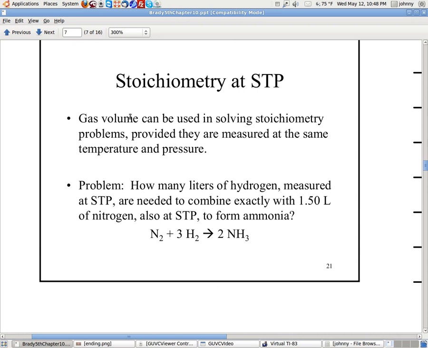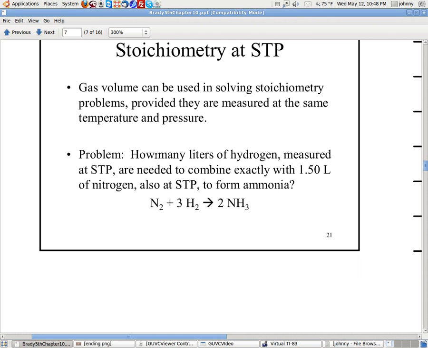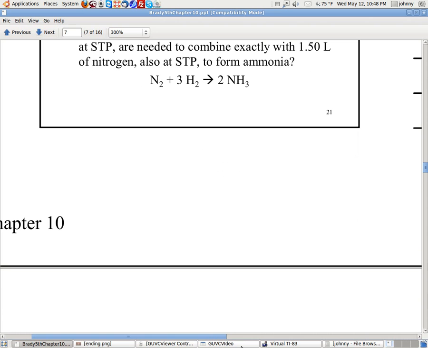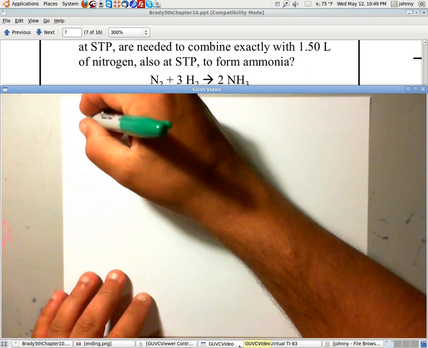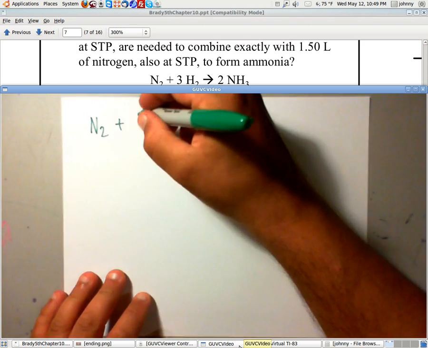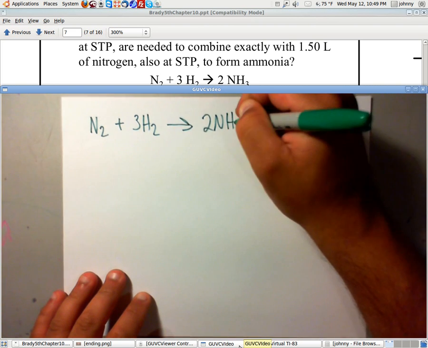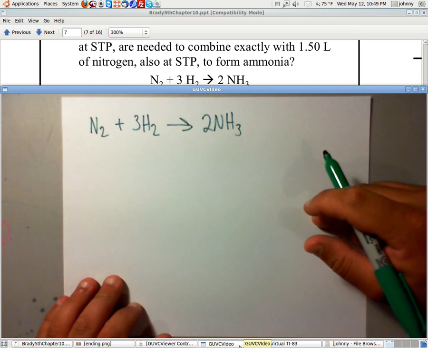It says that a gas volume can be used in solving stoichiometry problems, provided that they are measured at the same temperature and pressure. Well, here's our first problem. They ask us how many liters of hydrogen measured at STP are needed to combine exactly 1.5 liters of nitrogen, also at STP, to form ammonia. Well, the first thing you would want to do is write down the balanced equation. So for us, that's N2 plus 3H2 yields 2NH3. Now luckily for us, they were nice enough to balance this.